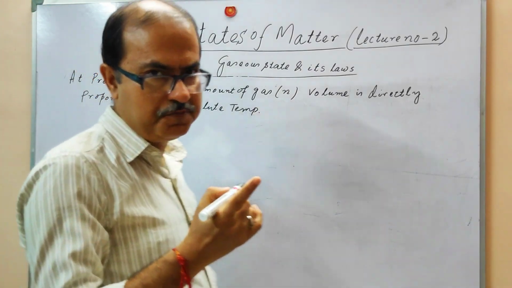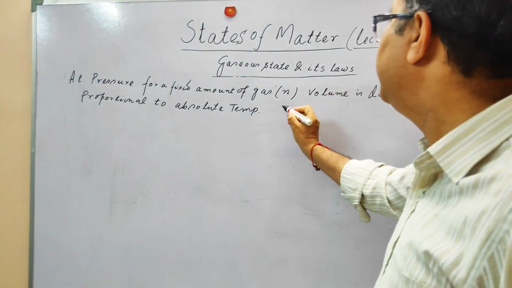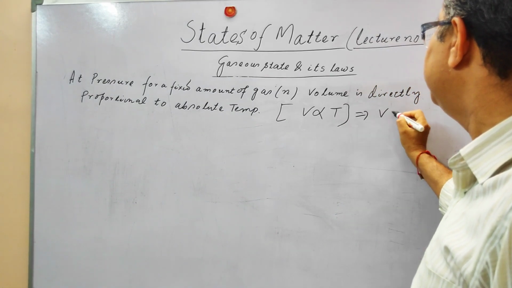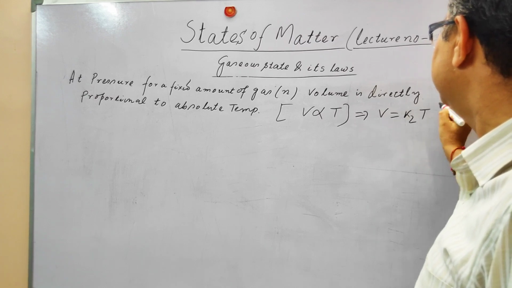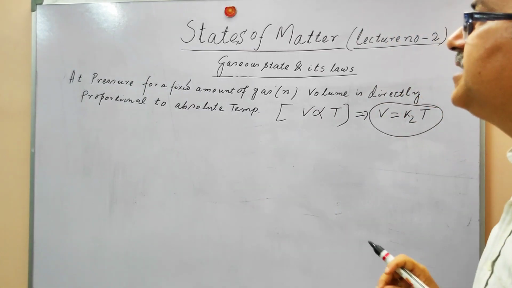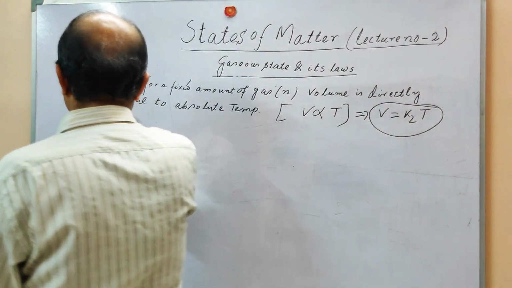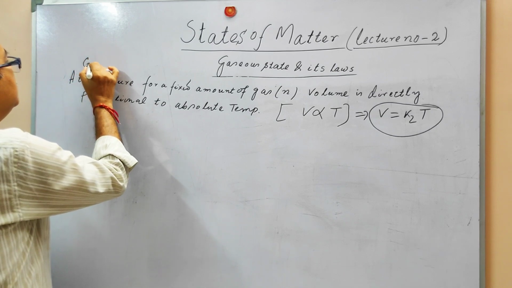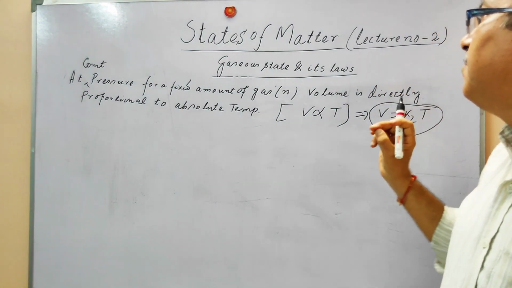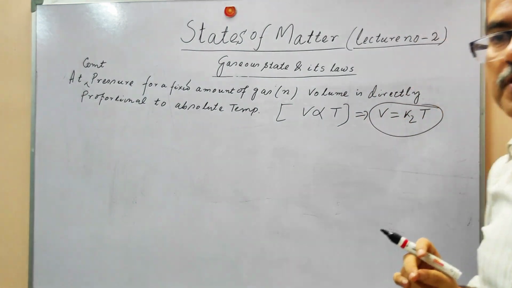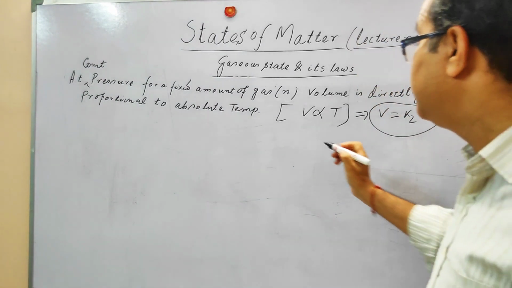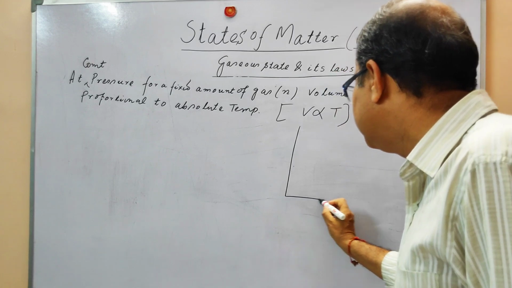Mathematically we express that V is proportional to T, or V is equal to K2 into T. That is the mathematical expression of the Charles law. And in words we can say, at constant pressure, for a fixed amount of gas, the volume is directly proportional to absolute temperature. Not simple temperature, it will be absolute temperature. Now we will try to understand the graphical representation of this Charles law.